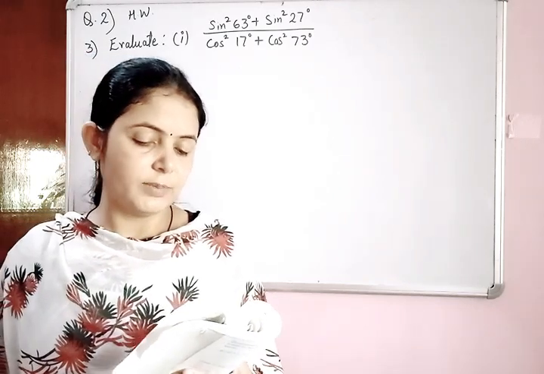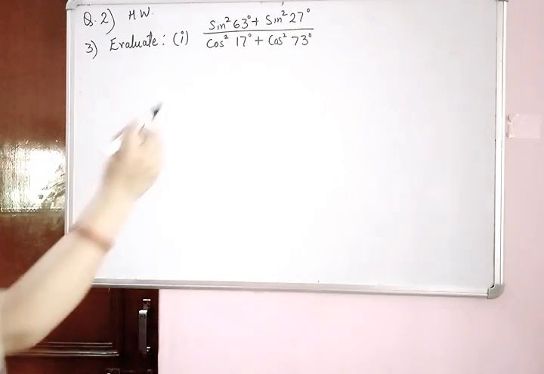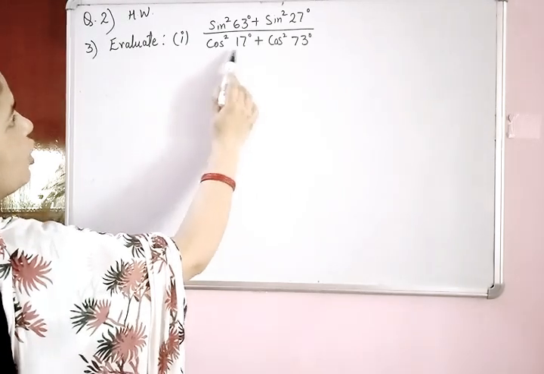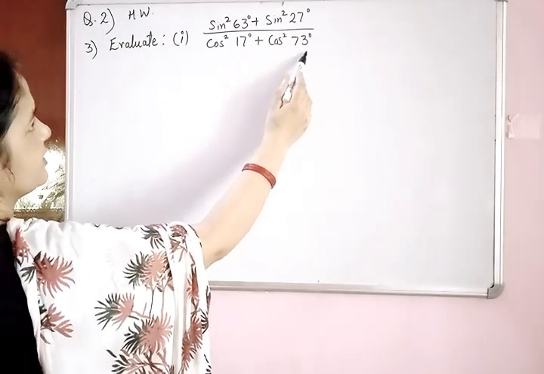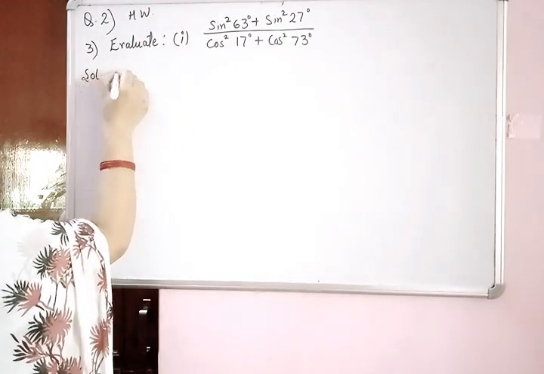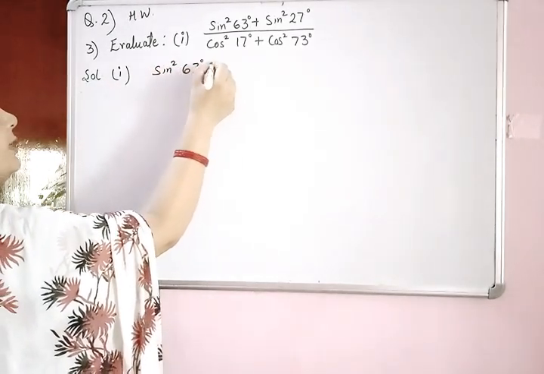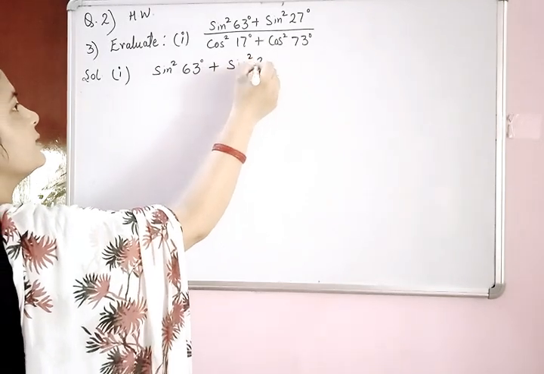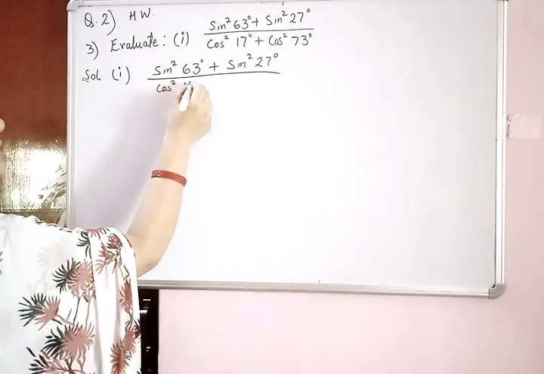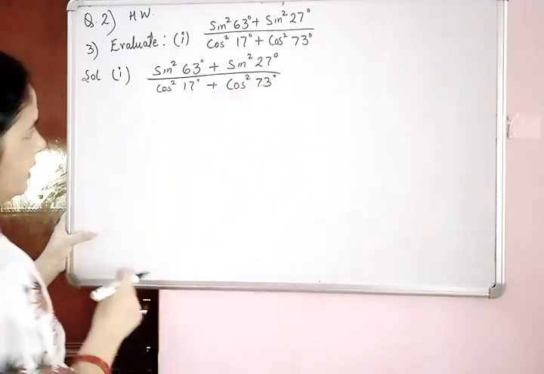Now start question number 3. Question number 3 is evaluate first part sin square 63 degree plus sin square 27 degree whole divided by cos square 17 degree plus cos square 73 degree. You have to find the value of this. So look at the solution of first part. Sin square 63 degree plus sin square 27 degree whole divided by cos square 17 degree plus cos square 73 degree.